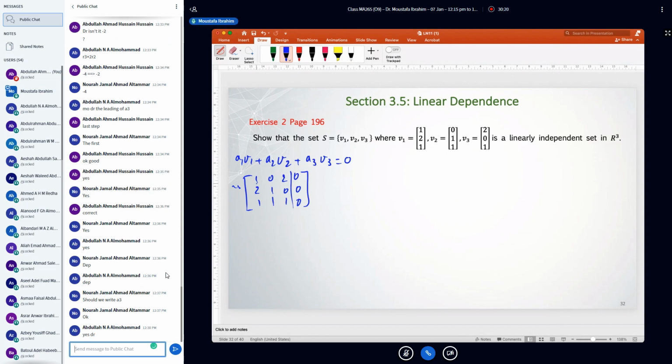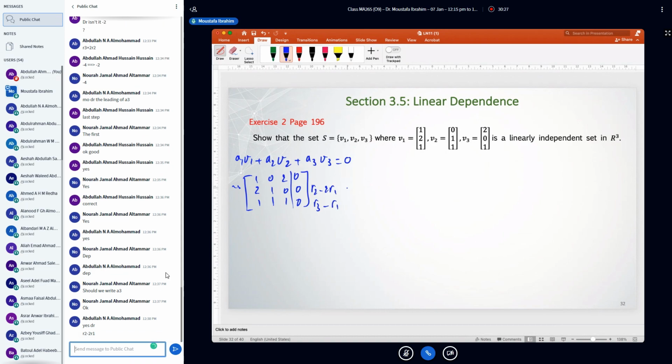Now we have leading 1, so we take R2 minus 2R1. Please follow my calculation. We don't want any mistake. 1, 0, 2, 0, minus 2 plus 2, 1, minus 4, 0, and 0, 1, minus 1, right? 0. Now I have second leading. Here we make R3 minus R2.